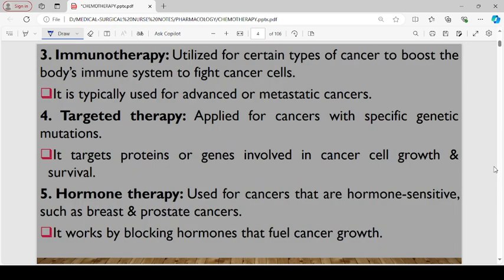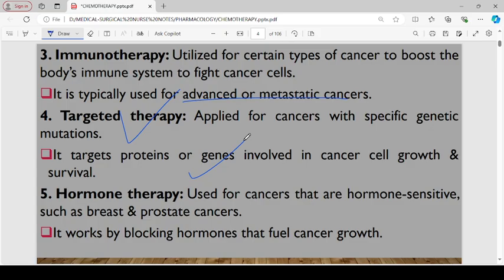The third strategy is immunotherapy, and this one is normally utilized in certain types of cancers just to boost the body's immunity so that it can be able to fight cancer cells. It is typically used for advanced and metastatic cancers. Number 4 is the targeted therapy. Targeted therapy is normally applied for cancers with specific gene mutation. So targeted therapy will target proteins or genes involved in cancer cell growth and survival.